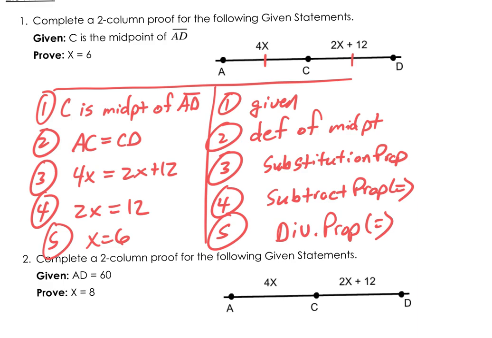Then we plugged in the two expressions, substitution, and then we subtracted 2x, so that would be subtraction, and then we divided by 2, which is division, okay? Everybody feel pretty good about that one? Okay. Now, number 2 gets a little tricky, okay?